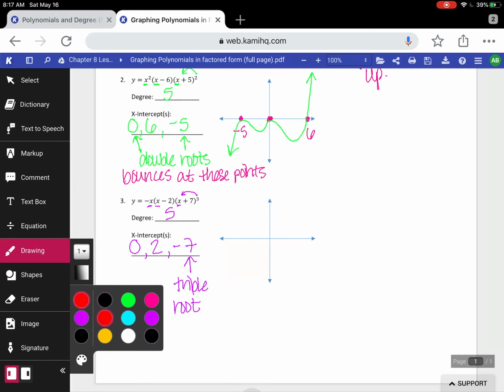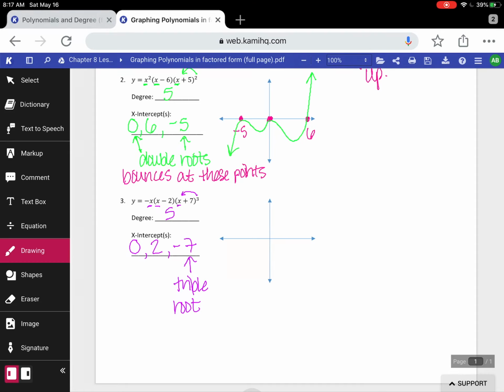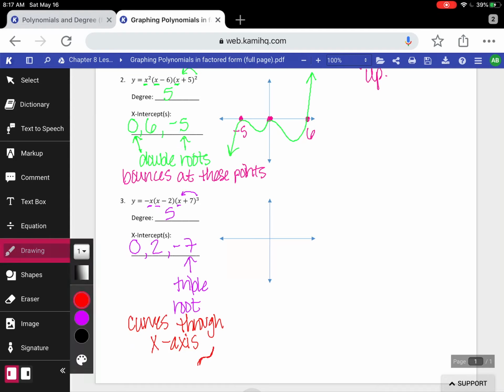And what that tells us is our triple root kind of curves through the x-axis. What I mean by that is it's going to make a cubic shape. So it's going to do that kind of shape through. This one is going to have a negative orientation because of that negative sign out front. So let's write negative orientation off to the side. That tells us that the right side is going to point down.